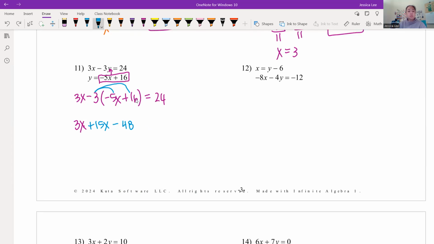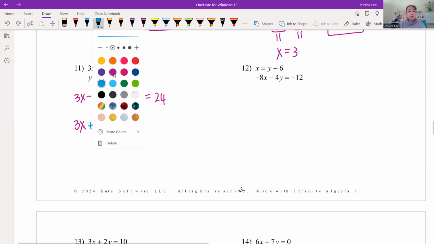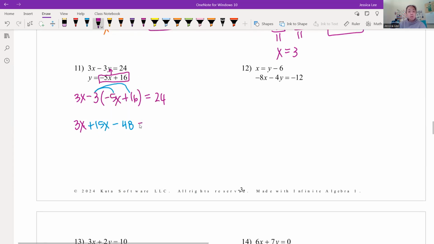Equals 24. Now here we have x's on the same side, which means we could combine like terms. That's just going to be 18x minus 48 equals 24. Again, now two-step equation, right? We've done this many times. Add 48.